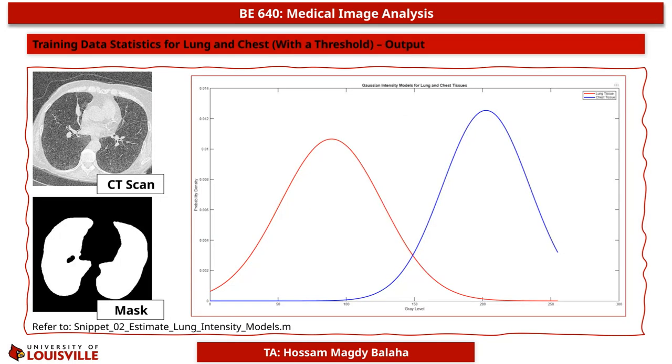This slide presents the output stage of the training data analysis for lung and chest images using a threshold-based approach. The focus is on comparing the original CT scan with its corresponding mask, so we can see how the image data and the segmented lung region relate to one another. The key idea is the connection between the CT scan and the mask. The CT scan contains the medical image information, while the mask identifies the region being analyzed or extracted for training purposes.